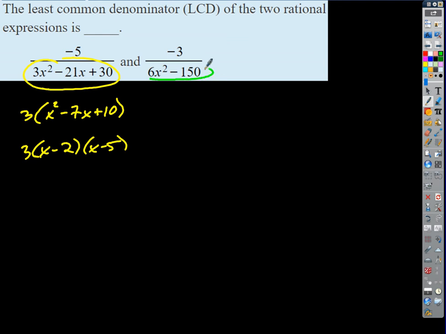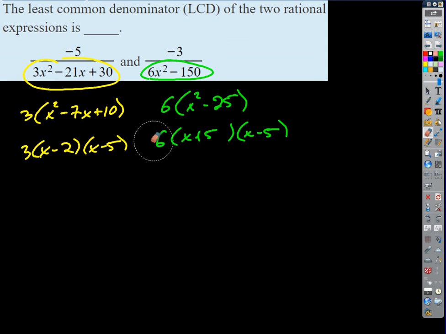And then how about here? About 6. So I'm going to pull out a 6, leaving me with x squared minus 25, okay. And then what's that factoring to? x plus 5, x minus 5. Okay, so my least common denominator, then I have to build, oh, and what's the 6 break up into? Oh, nothing breaks into it. 3 and 2, yeah. Easy.